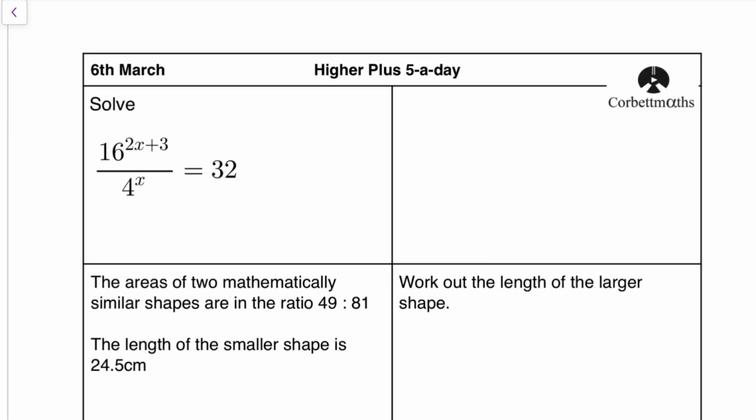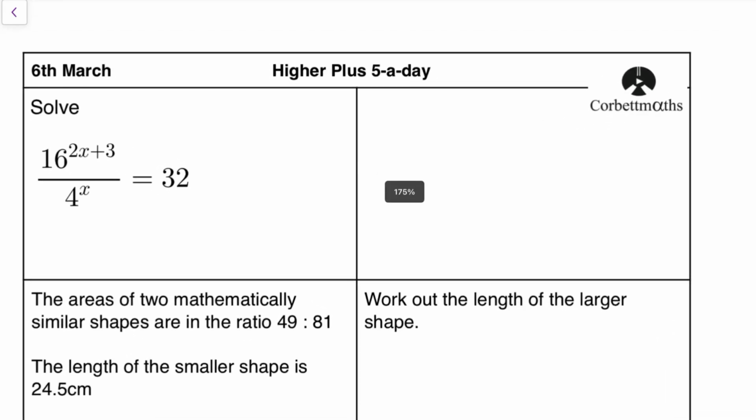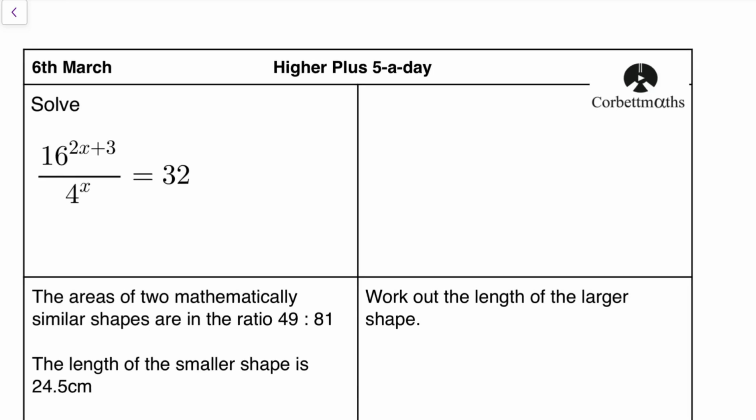Okay, so it looks like we have an index rules question. Now, the temptation here is to use the number 4, but I'm going to go back to 2s, because I think 2s are always a little bit safe. It means you don't have to deal with halves or similar numbers.